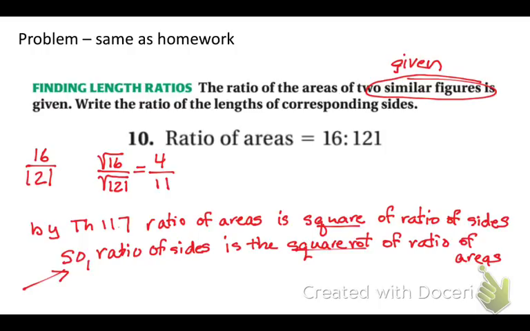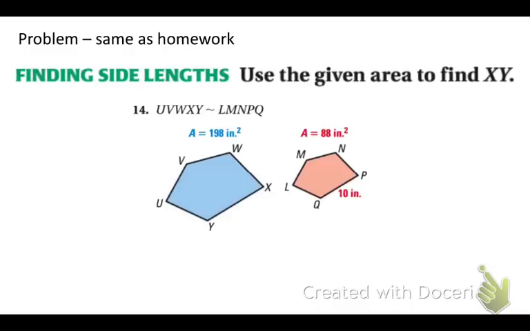So again, when you're given the ratio of sides, you can square it to get the ratio of areas. When you're given the ratio of areas, you take the square root to get the ratio of the sides. So remember that. Hopefully you have written this down in your notes. Okay, finding side lengths. And this is the last one.